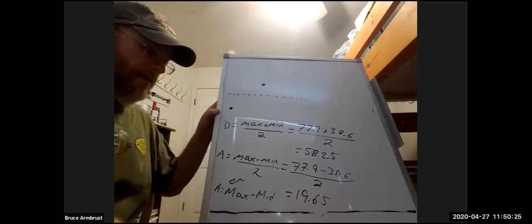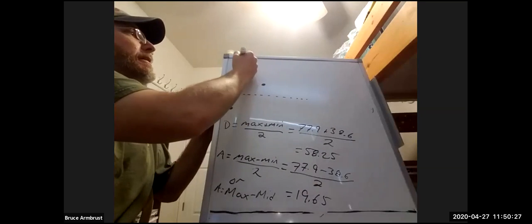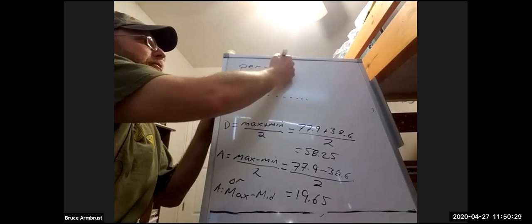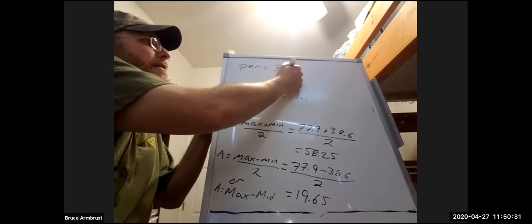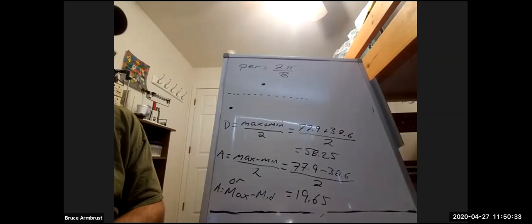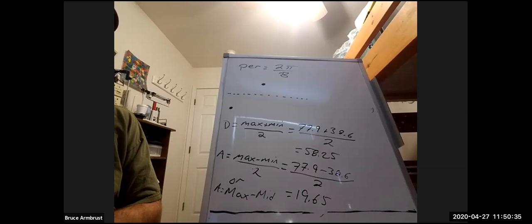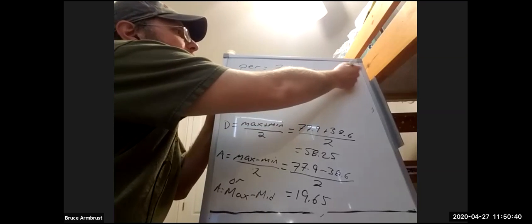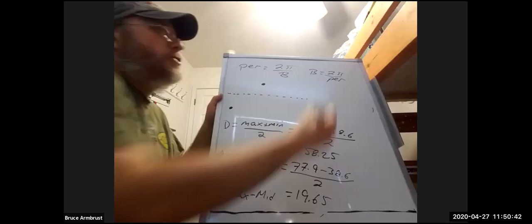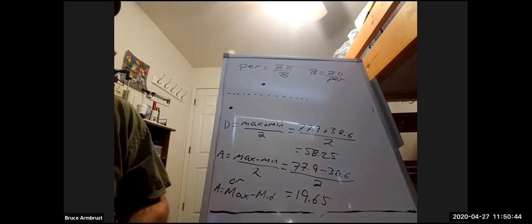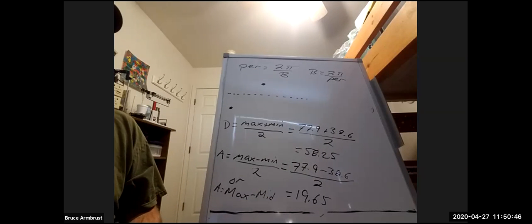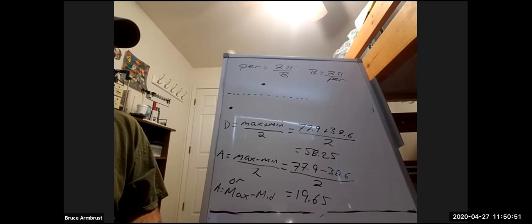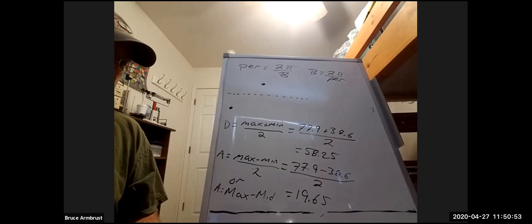B is related to period, and in fact the period is equal to 2 pi over B. So B, if I rewrite this, is going to be 2 pi divided by the period. So if you know the period, if you know how long it takes to repeat, you can figure out B. So how about this? For this specific example, how long does it take for this pattern to repeat?